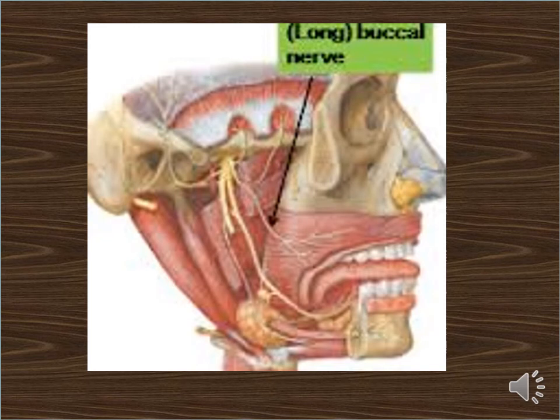This figure shows the course of the long buccal nerve, which is medial, after removal of the ramus and part of the body. You can see that the long buccal nerve comes from outside to enter the oral cavity within the retromolar space.